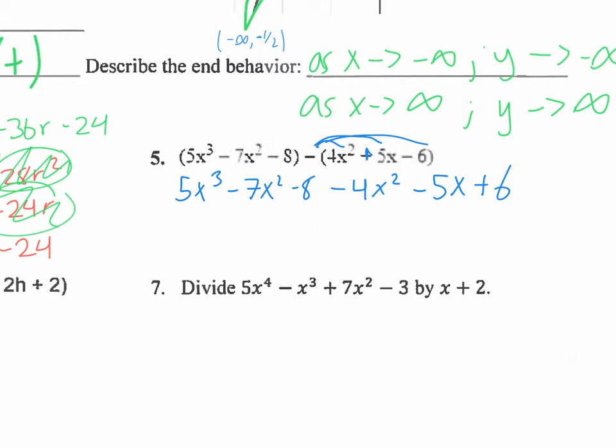There is no other x to the third term, so 5x to the third just drops. Negative 7, negative 4 combines to make negative 11x squared. Negative 5x is by itself, so it just drops. And then negative 8 and 6 will make a negative 2.